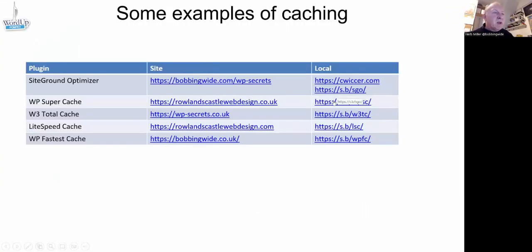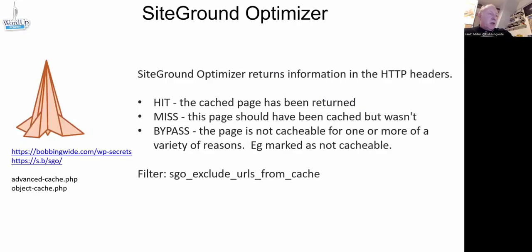We saw SiteGround Optimizer, Super Cache, a bit of Total Cache. Now Lightspeed Cache, it works with a thing called Lightspeed, and I don't have that, and therefore it didn't actually do anything at all for me. And WP Fastest Cache, I haven't got time to show you that, but it's pretty much the same. In fact, it had quite a nice user interface for saying what you wanted to exclude from the caching in WP Fastest Cache.